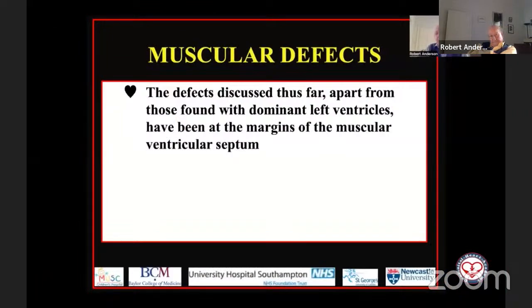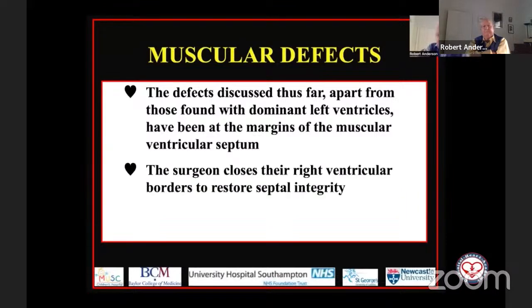So what I've shown you thus far today is that apart from the hearts with dominant left ventricle, the other defects we've been looking at have been at the margins of the muscular ventricular septum. They've been adjacent to the leaflets of the arterial valves, or in the setting of straddling tricuspid valve, directly adjacent to the leaflets of the atrioventricular valves.